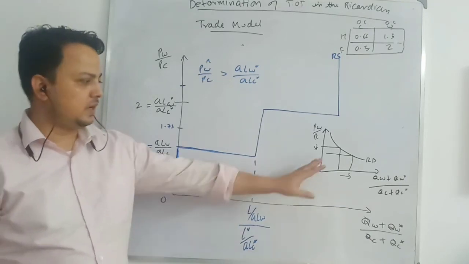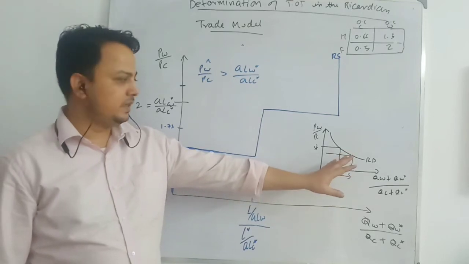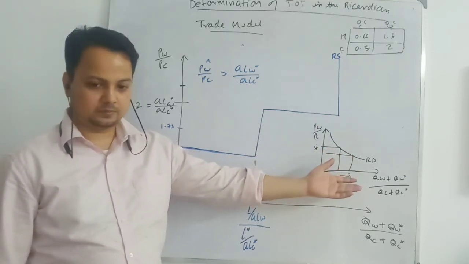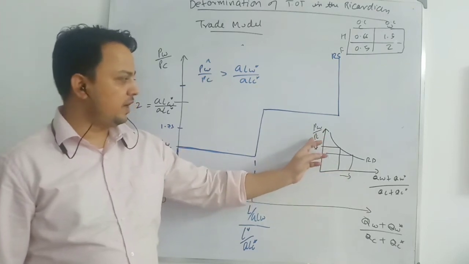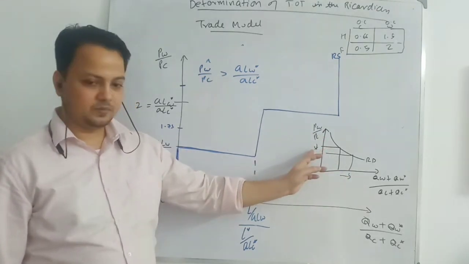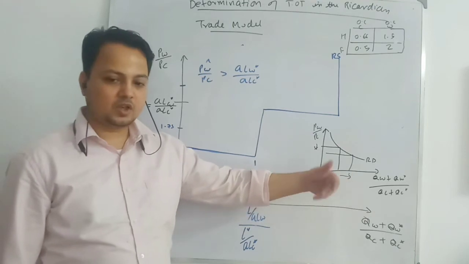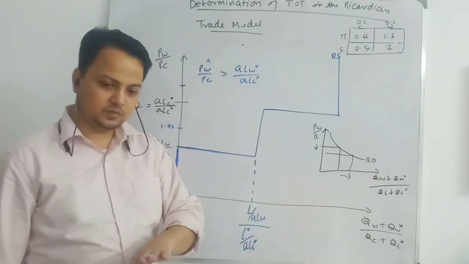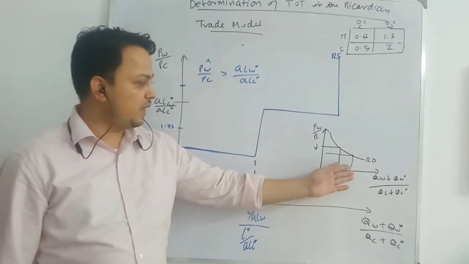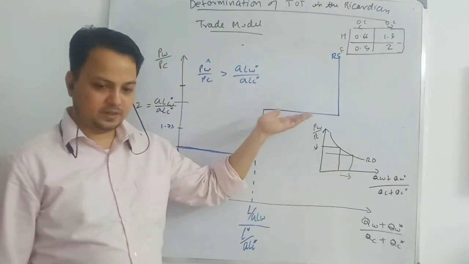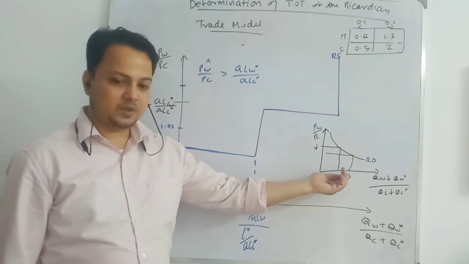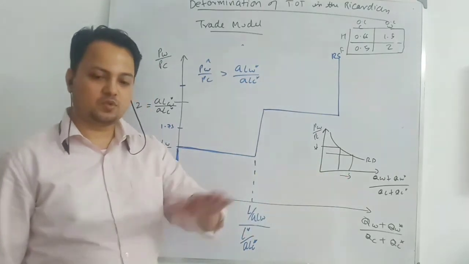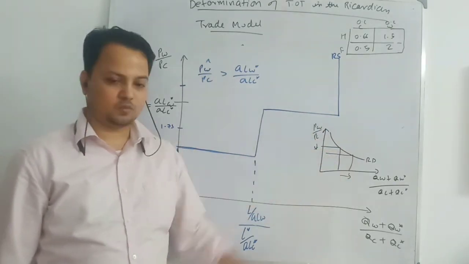Again, I am repeating one time. Relative demand is downward sloping due to the substitution effect. When the relative price of wine decreases, consumers will consume more wine and reduce consumption of cheese. And when the relative price of wine increases, consumption of wine will decrease and consumption of cheese will increase. Consumers will substitute one good for another. That is why it is downward sloping.